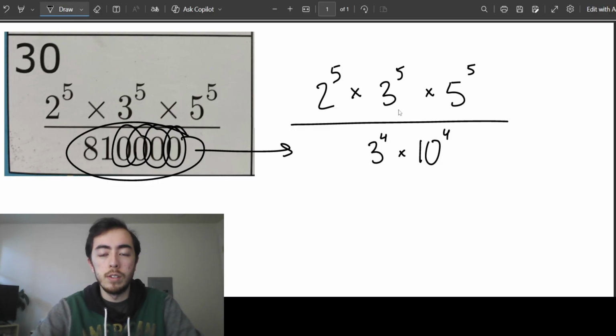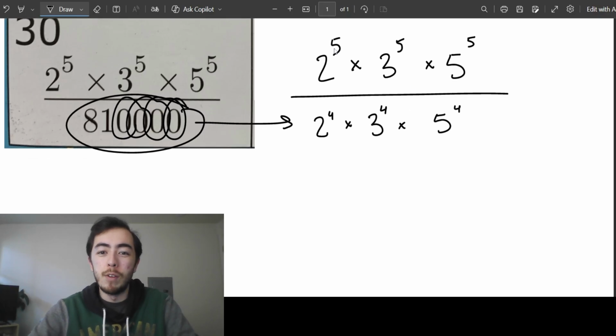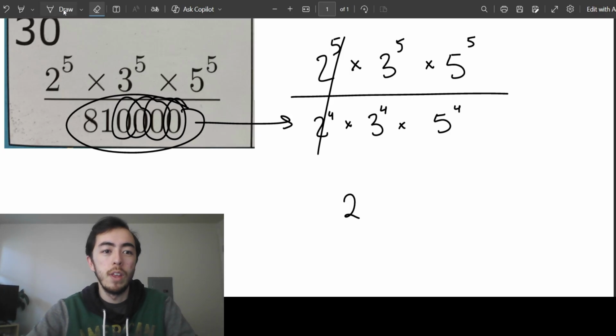This way I can cancel some stuff in my numerator. And you know what? Instead of 10 to the power of 4, I'm going to call that 2 to the power of 4 times 5 to the power of 4. And then here it's pretty clear that the answer is just 30. From 2 to the power of 5 and 2 to the power of 4, we can cross those off and just get a 2. There is an exponent rule that you can use as well if you want. You can subtract these exponents here. 5 minus 4 gives us a 1, and then the exponent of 1 doesn't do anything.